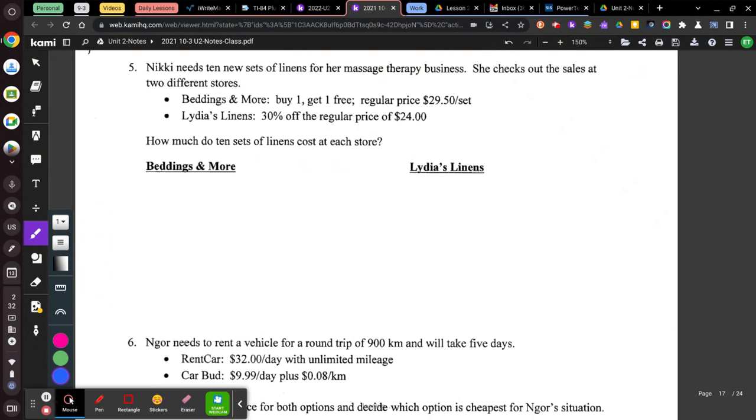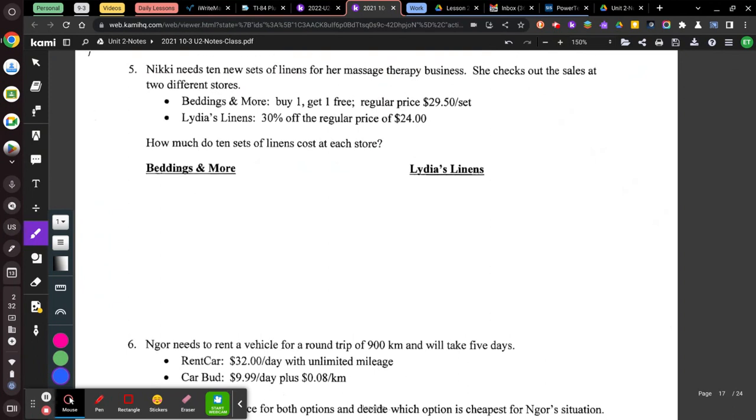All right, so we just have 2 last questions here. So Nikki needs 10 new sets of linen for her massage business. She checks out the sales at 2 different stores. Beddings and More, you buy one, get one free. Lydia's Linens, you get 30% off your regular price. Well, if it's 30% off, means you only pay how much then?